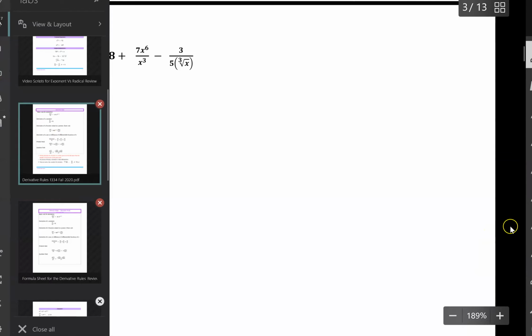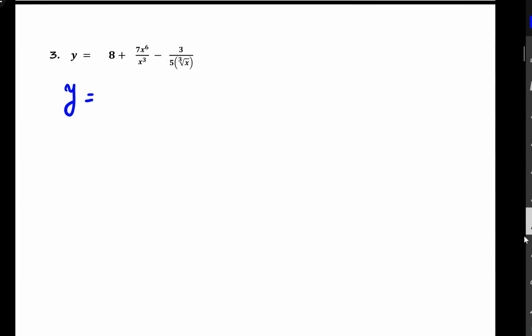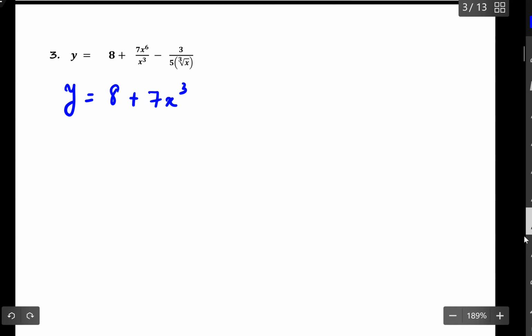And what I will do is I will differentiate each one individually, right? So I will take derivative of 8. I add that with derivative of 7 times x to the exponent 6 divided by x to the exponent 3. But I know that I can simplify this expression before I differentiate. So I still write y because I haven't applied the derivative rule yet. So I will have a plus 7x to the exponent 3, right? Because x to the 6 divided by x to the 3 is x to the 6 minus 3, so I should have x to the exponent 3.